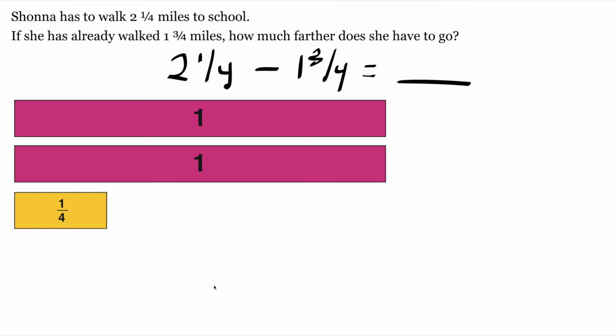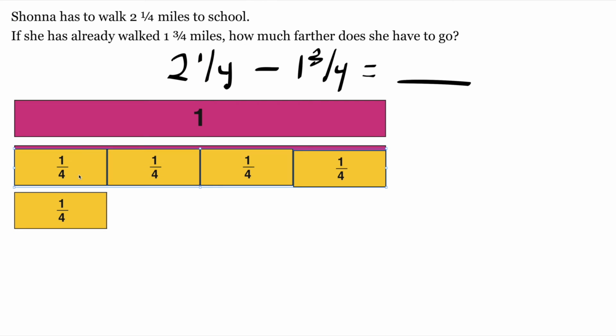The problem we have, though, if you look at this, is I now have to subtract 1 3/4 from 2 1/4. Well, I don't have 3/4 to subtract. I've only got 1/4. That seems like a problem until we remember that whole numbers can also be renamed as fractions. And in this case, 1 whole can be renamed as 4/4.